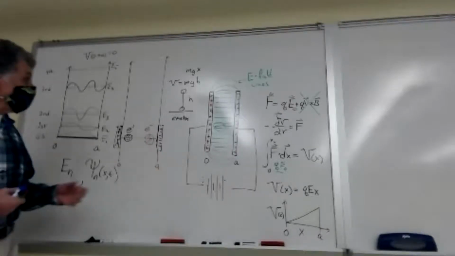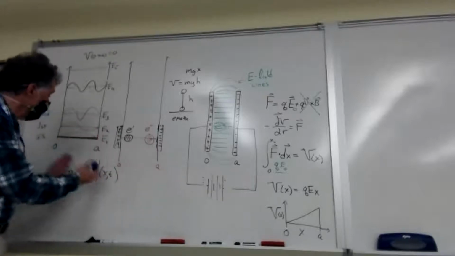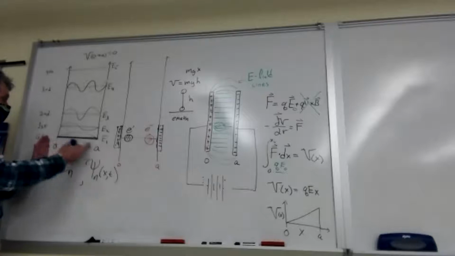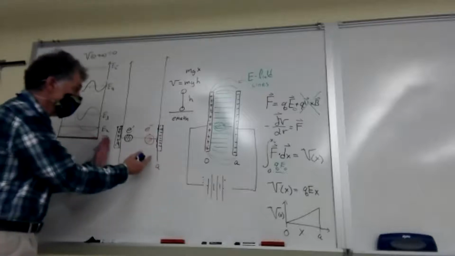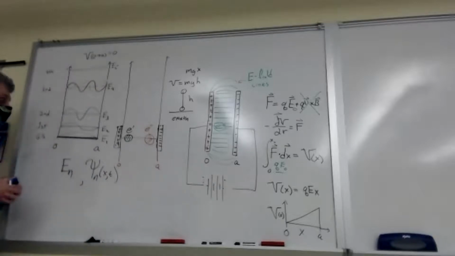So in that particular situation, we're really seeing that we have a new system. We had our old system where there was no potential from 0 to A. Now we actually have an electric potential on our charge. Okay, so we're adding something.